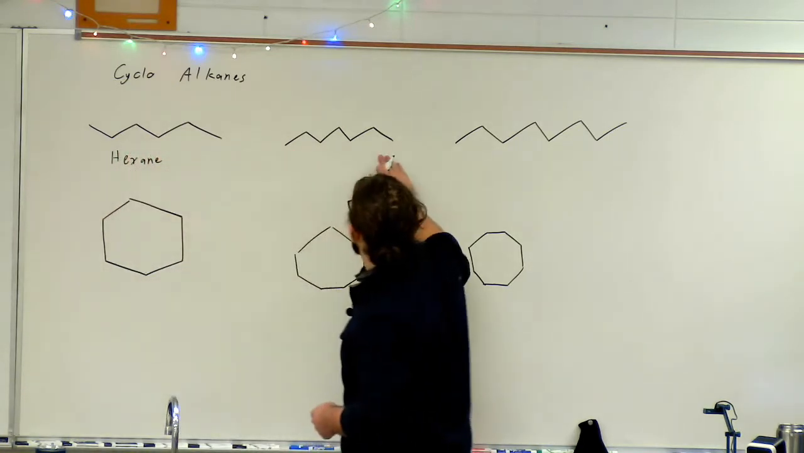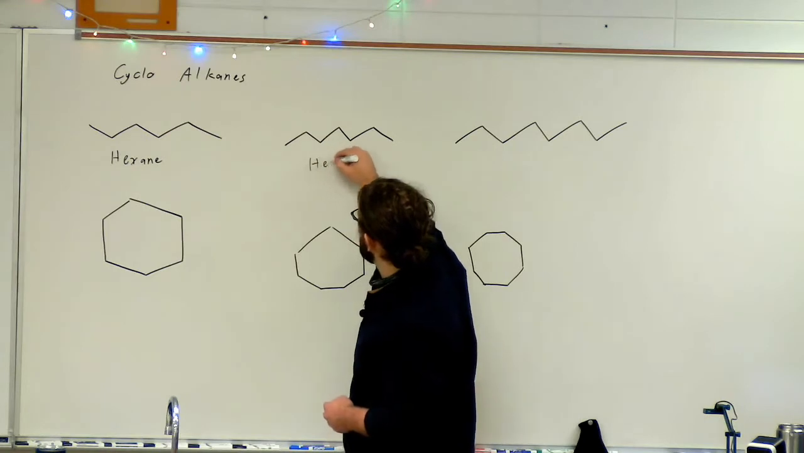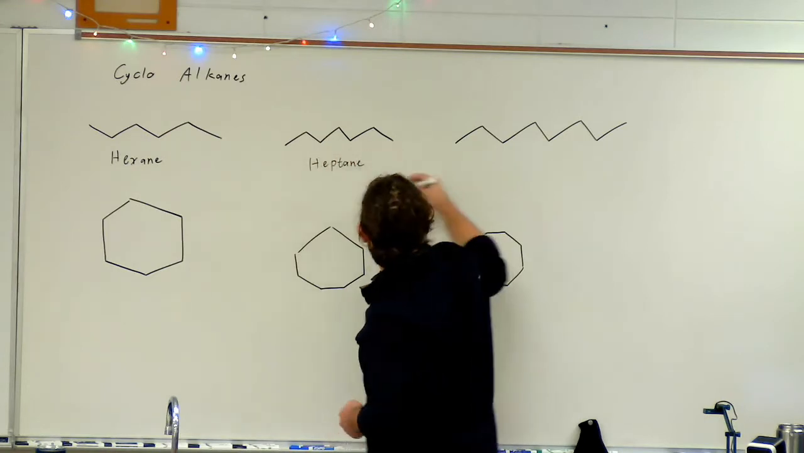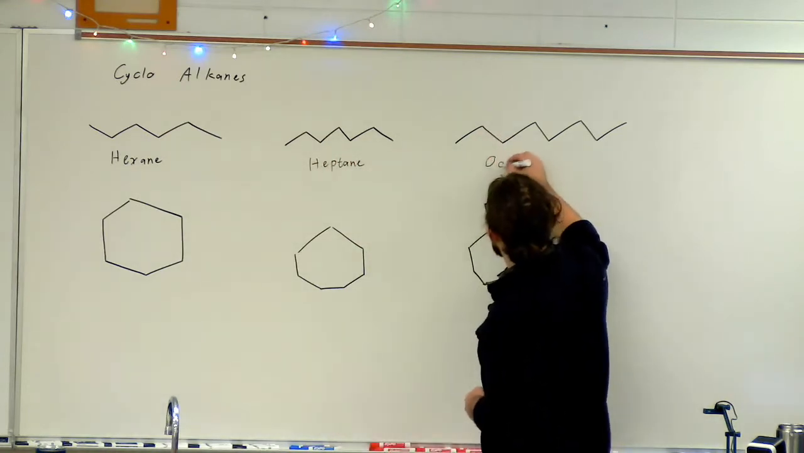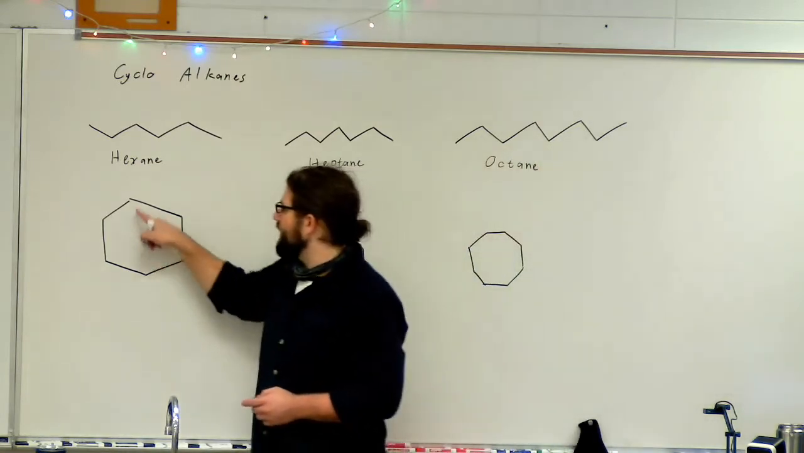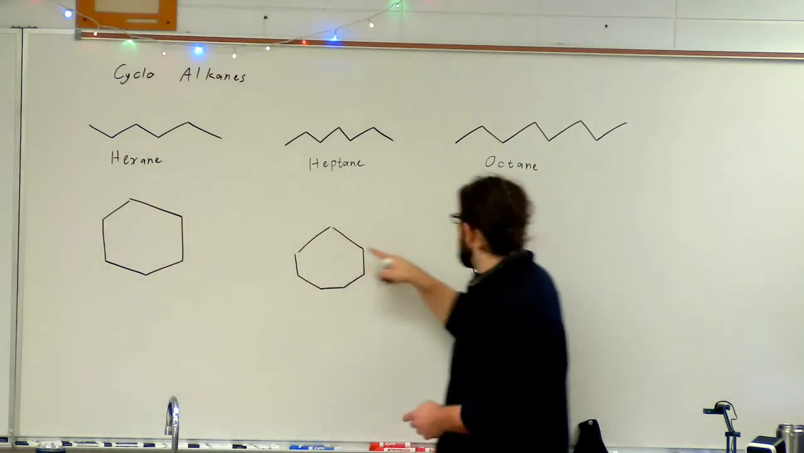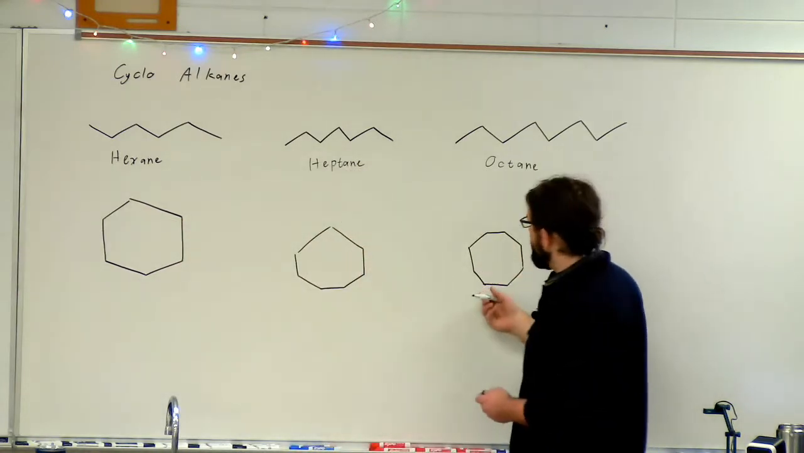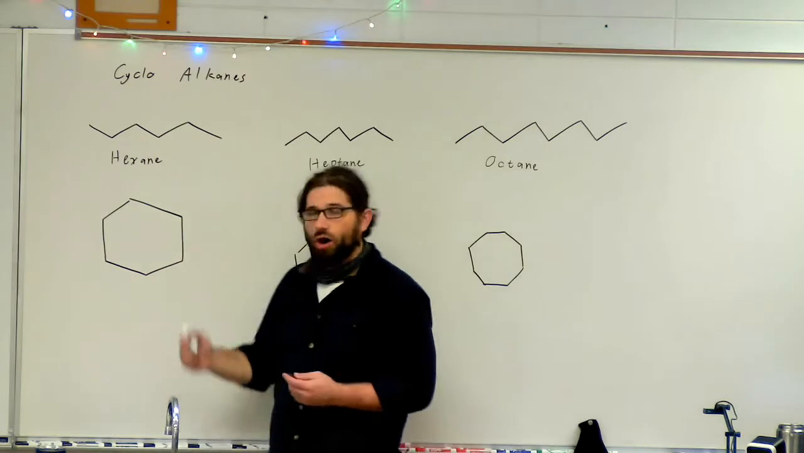I've got a 7 carbon chain here. This will be a heptane. And here is an 8 carbon chain, octane. Notice under each of these I have a hexagon, a heptagon, and an octagon. These are also going to be carbon chains.